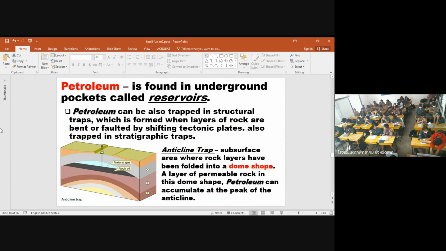It looks like the anticline trap is a subsurface with a dome shape. It's like curving. So this one is your rock oil, and this one is your natural gas. In a layer of permeable rock in this dome shape, petroleum can accumulate at the peak of the anticline. So this is the example of an anticline trap.